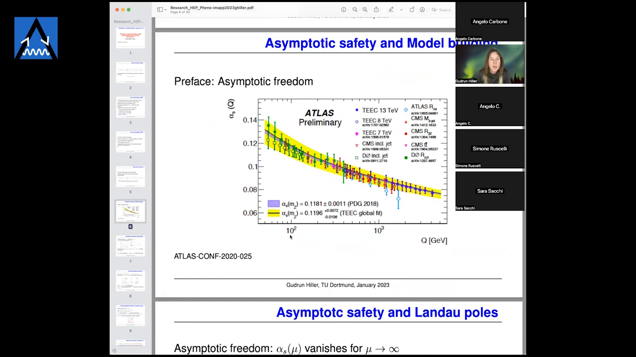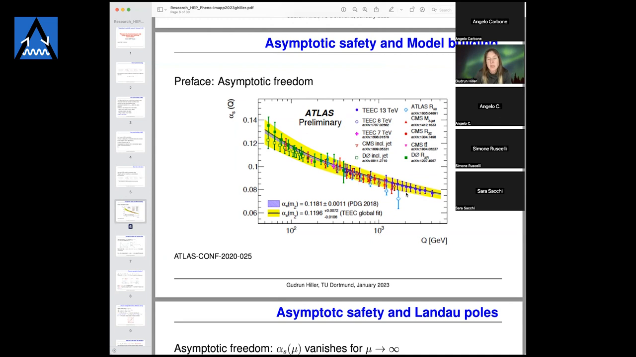So this plot should remind you about asymptotic freedom. Asymptotic freedom is a feature of the strong interaction. And it says that as you go to higher energy, the coupling alpha s gets smaller and smaller. It goes asymptotically to zero. And that is a prediction of the theory. What is shown here is an analysis from the ATLAS collaboration, and they measure alpha s at different energy scales. On the x-axis is the energy scale in logarithmic scale, and on the y-axis is alpha s. And it's compared to a theory curve.